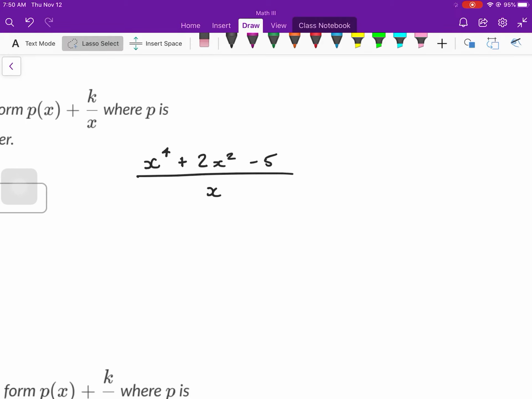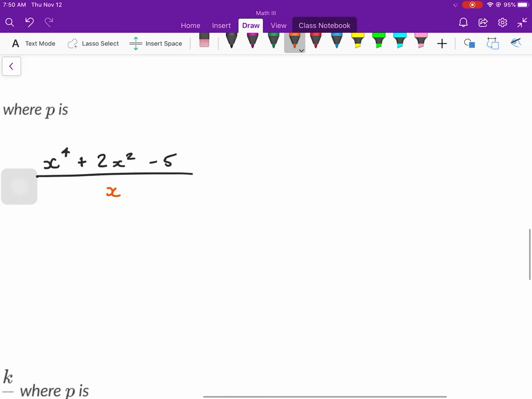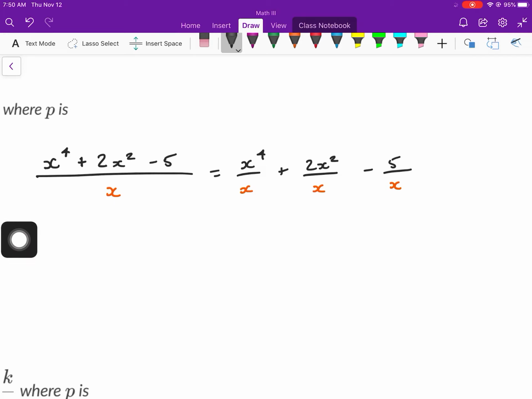So I'm going to divide each term by x. Each one gets divided by x, and you'll see how this works. X to the fourth divided by x is x to the third if you simplify it. Plus that will be 2x, because with x squared over x, one of the x's cancels. And then here, there's no x on the top to cancel with it. So that's the remainder. Negative 5 would be the remainder when we divide here.